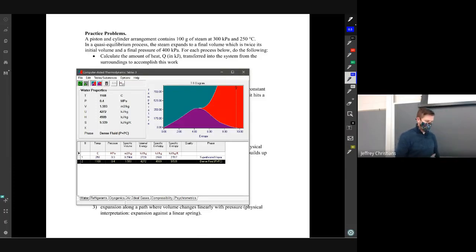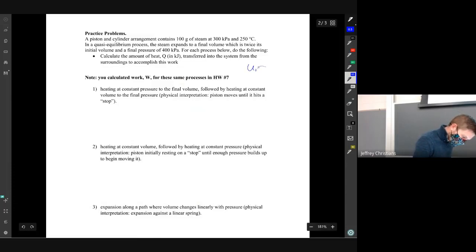We went from 250 to 1100 Celsius. We went up in pressure but expanded, so the only way to do that is by really cranking up the temperature. Our internal energy went from 2729 to 4272. So U1 equals 2729, U2 equals 4272.